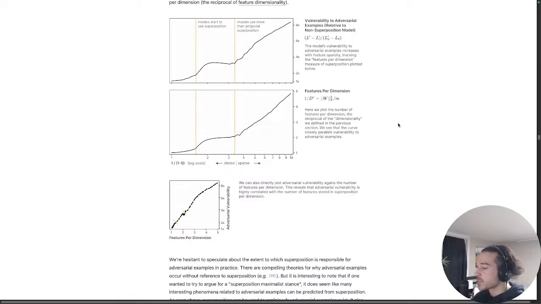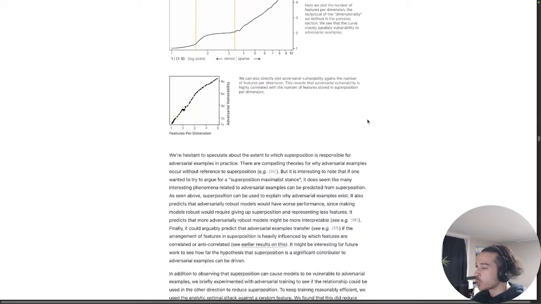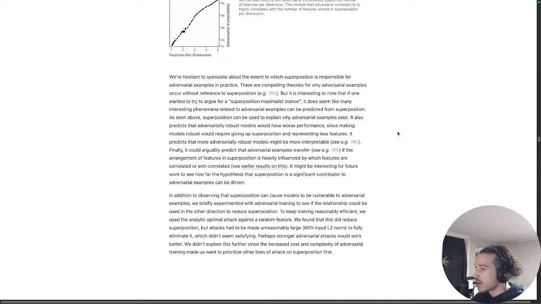We're hesitant to speculate about the extent to which superposition is responsible for adversarial examples in practice. There are compelling theories for why adversarial examples occur without reference to superposition, but it is interesting to note that if one wanted to try to argue for a superposition maximalist stance, it does seem like many interesting phenomena related to adversarial examples can be predicted from superposition. As seen above, superposition can be used to explain why adversarial examples exist.